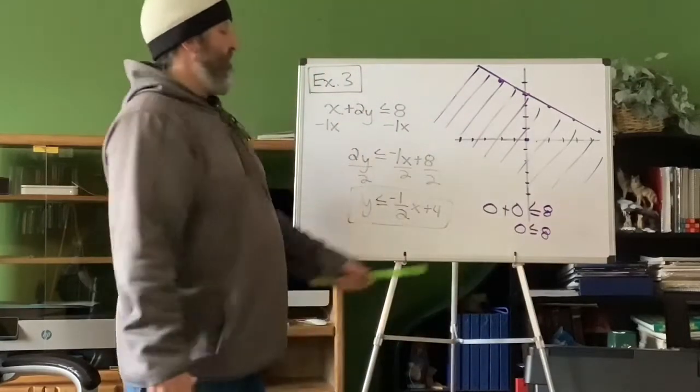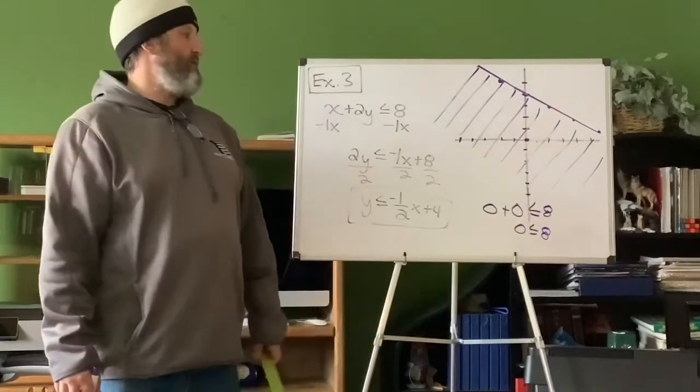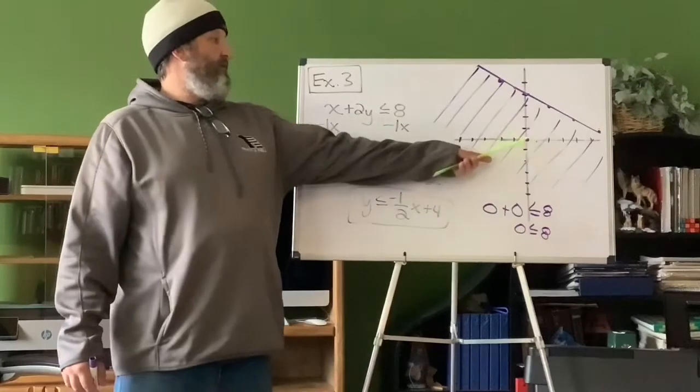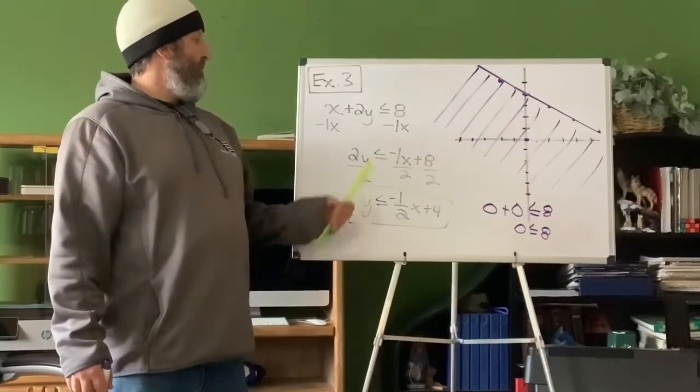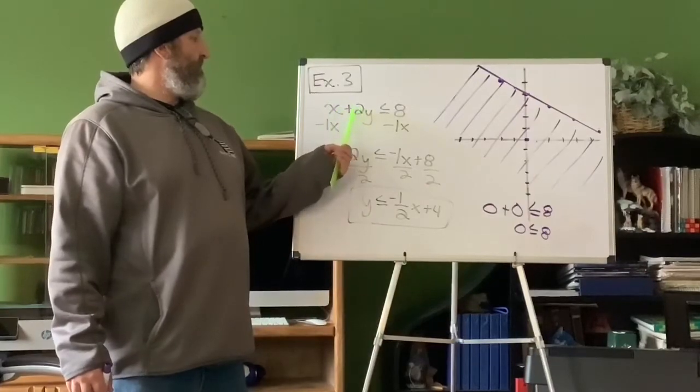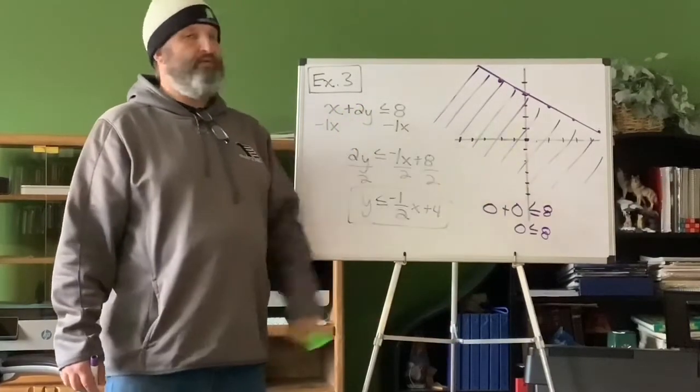Okay, now I'm not telling you that you have to do this. It's just a real quick check. If I say, oh, the point 0, 0 is in the shaded region, well, then I can check it really quick. Yeah, that statement is true, so I must have done it right.